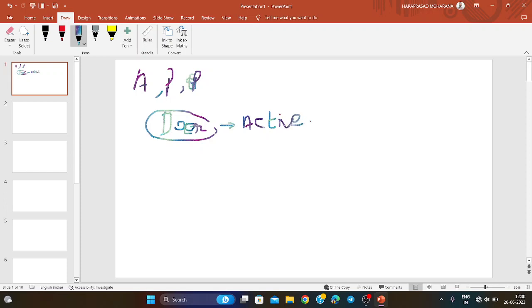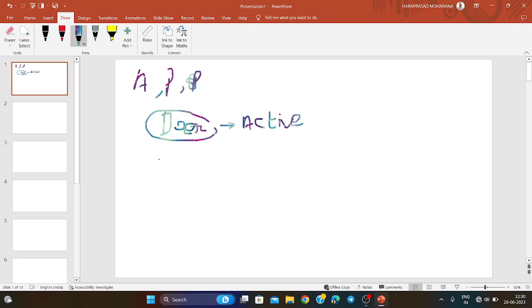For example, it is so because the subject is active. I do this work, he does this work, he reads the book, he did this work. These are the active voice.